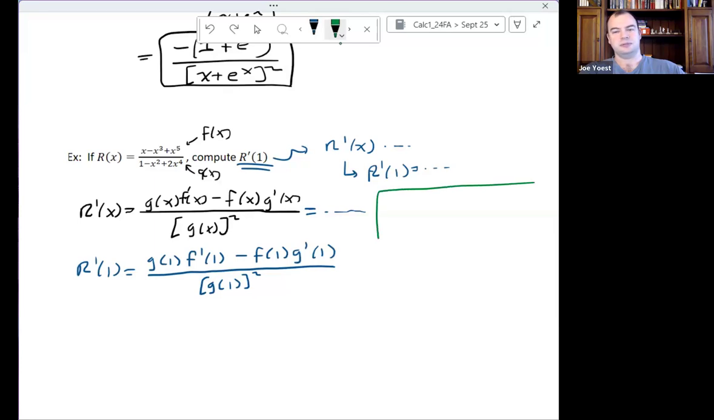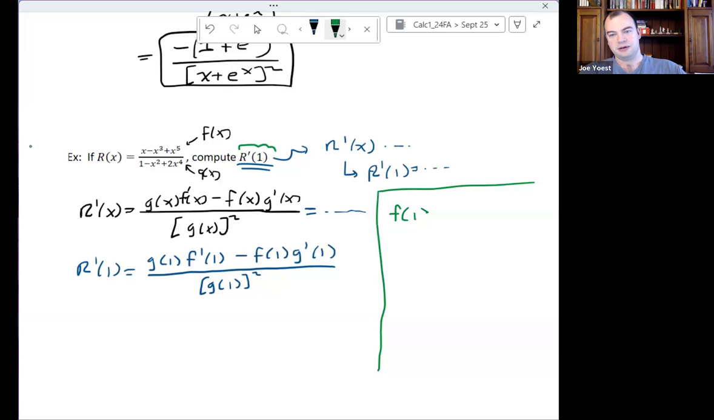Now, if the question prompt said, find R prime of x, part A, and then part B, evaluated at 1, well, then you need to find R prime of x. So if we needed the function for some reason, we'd need to find the function, but we weren't asked for it here. We're just asked for the value of the function at this point.